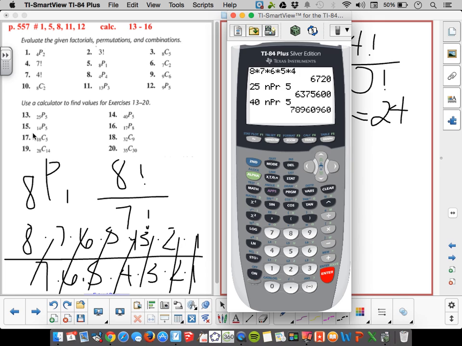Okay, try number 15. We have 14 math 2 given 5, enter. 240,240. Alright, moving on.